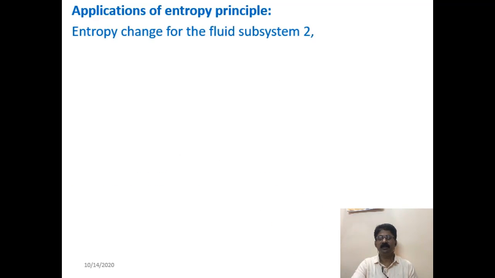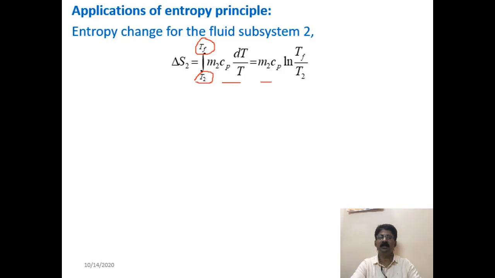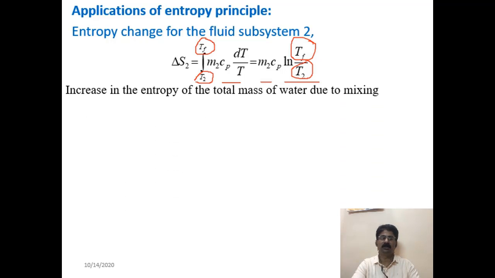So entropy change for the fluid subsystem 2. Delta S2 is equal to the integral from T2 to Tf. It was initially at T2, now it is at Tf, so temperature has increased from T2 to Tf. Formula same, m2 Cp dT by T, so m2 Cp ln Tf by T2. Now Tf is higher than T2, so this ratio Tf by T2 is greater than 1, so this quantity is always positive. For the substance which gains heat, it will be positive. For the substance which loses heat, it will be negative.